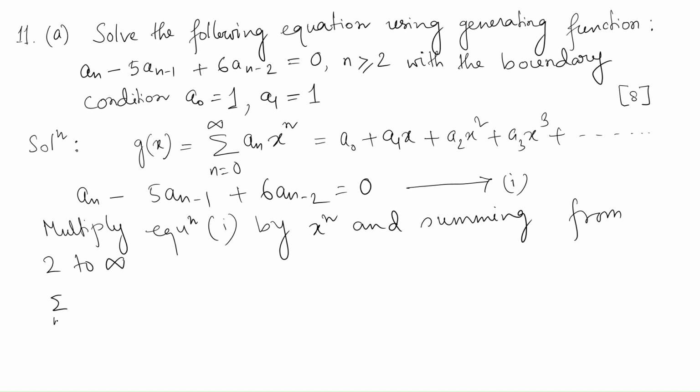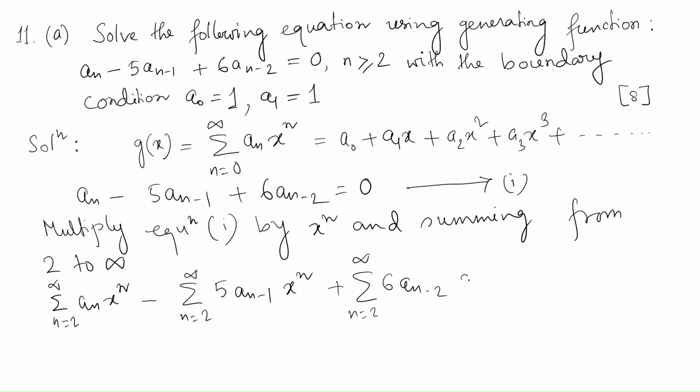Sum n equals 2 to infinity a_n x^n minus sum n equals 2 to infinity 5 a_{n-1} x^n plus sum n equals 2 to infinity 6 a_{n-2} x^n equals 0.